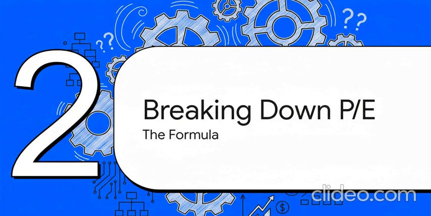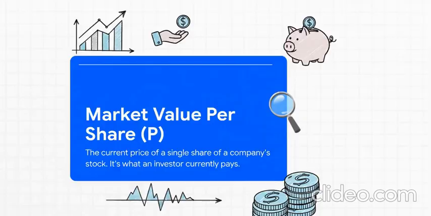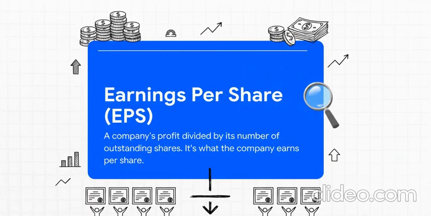The formula itself is incredibly straightforward. First up, you've got the P, which stands for price. This is the easy part. It's just the current stock price you see on any financial website. It's what you'd have to pay to buy one share on the open market. Simple as that. The other half is the E, which stands for earnings, specifically earnings per share, or EPS. This one's also pretty simple. It just takes the company's total profit and divides it by all the shares that exist. It basically answers, for each share you own, how much profit is the company making?